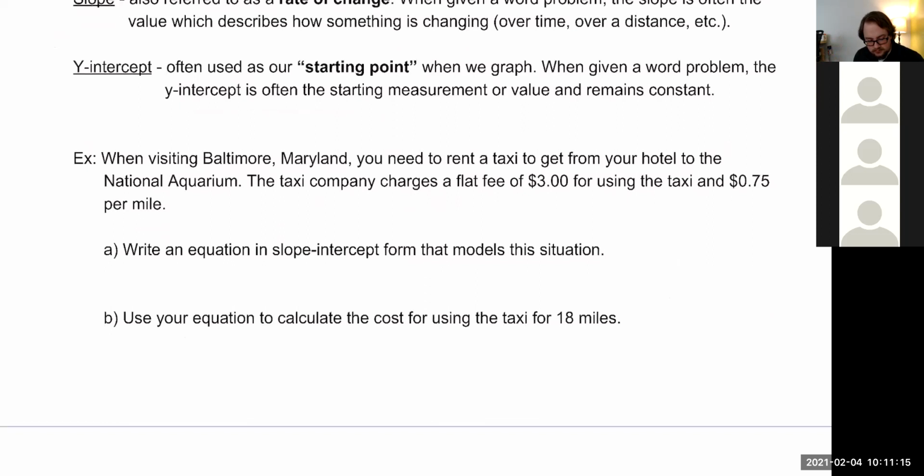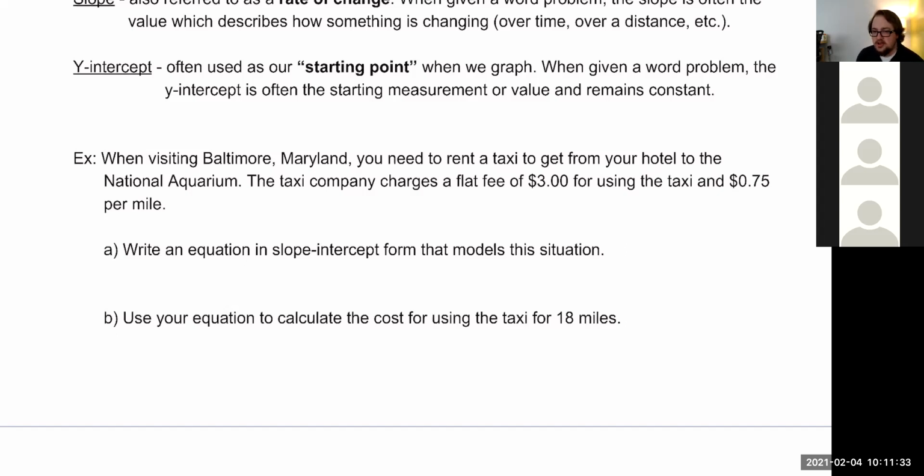So the example we have here, when visiting Baltimore, Maryland, you need to rent a taxi to get from your hotel to the National Aquarium. The taxi company charges a flat fee of $3 for using the taxi and 75 cents per mile.